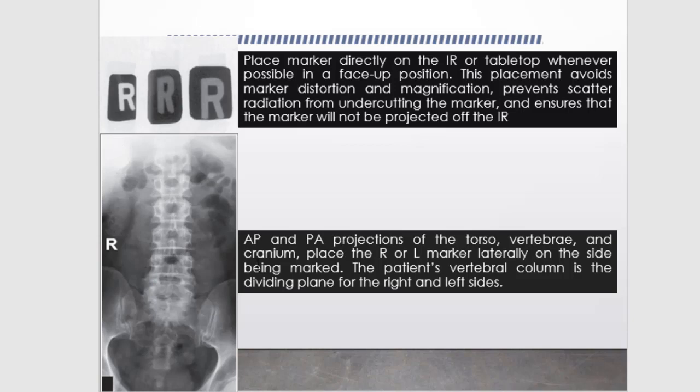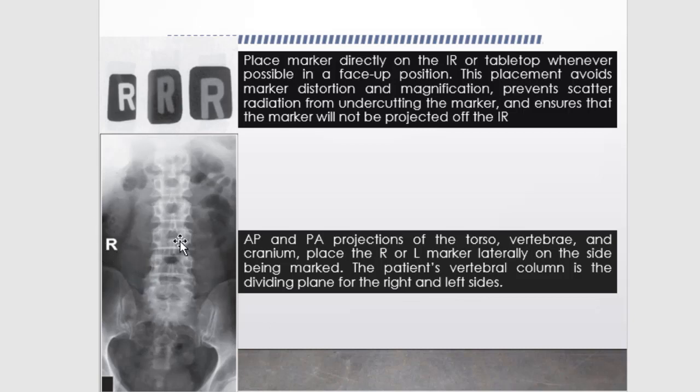Next one is the AP and PA projection of the torso, body part, vertebra, and the cranium, the skull part. For projection AP and PA of these three sections, place the right or left marker laterally on the side being marked. The patient's vertebral column is the dividing plane for the right and left side for us to easily determine right and left.